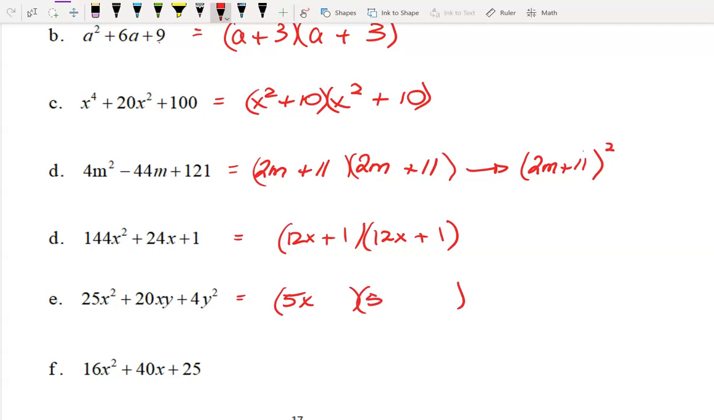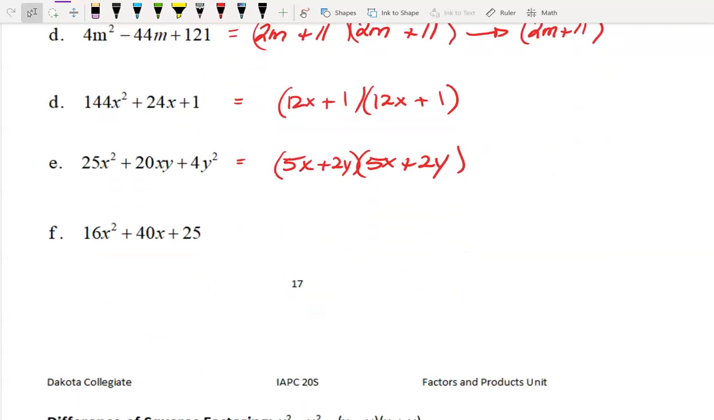So I have 5x, 5x, plus 2y, plus 2y. Okay, quick mental check. 5x times 5x is 25x squared. Outside's 10xy, inside 10xy. That gives me my 20xy. Okay. One more. 4x, 4x, plus 5, plus 5. Alright, so that's perfect squares.